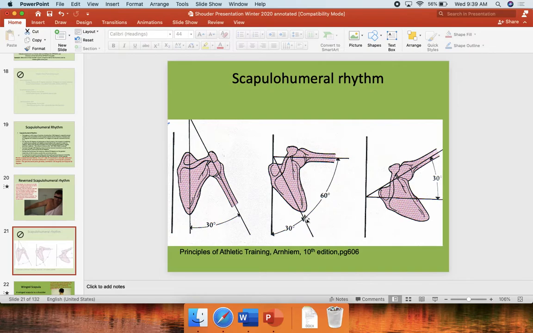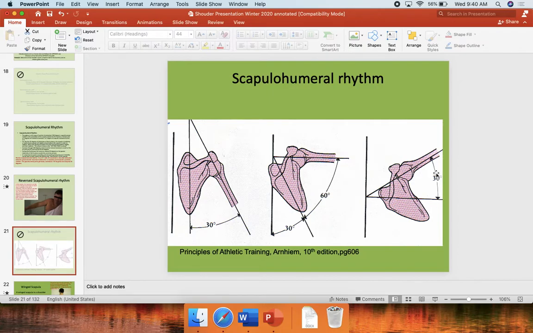As we move through the next 90 degrees, or these 60 degrees of the humerus, you're going to have 2 degrees of motion at the glenohumeral joint for every 1 degree of scapula upward rotation. Okay, so you're 2 degrees here, 1 degree there. It's 2 to 1 as you move through these next 90 degrees.